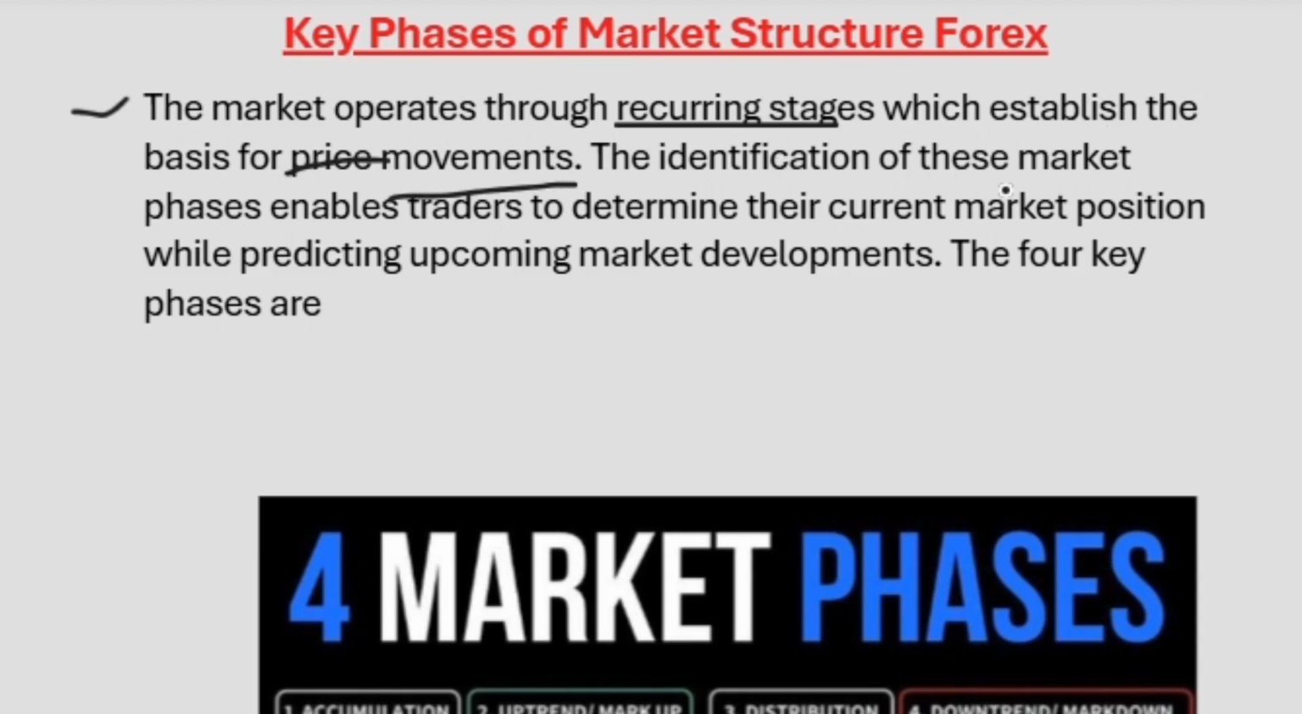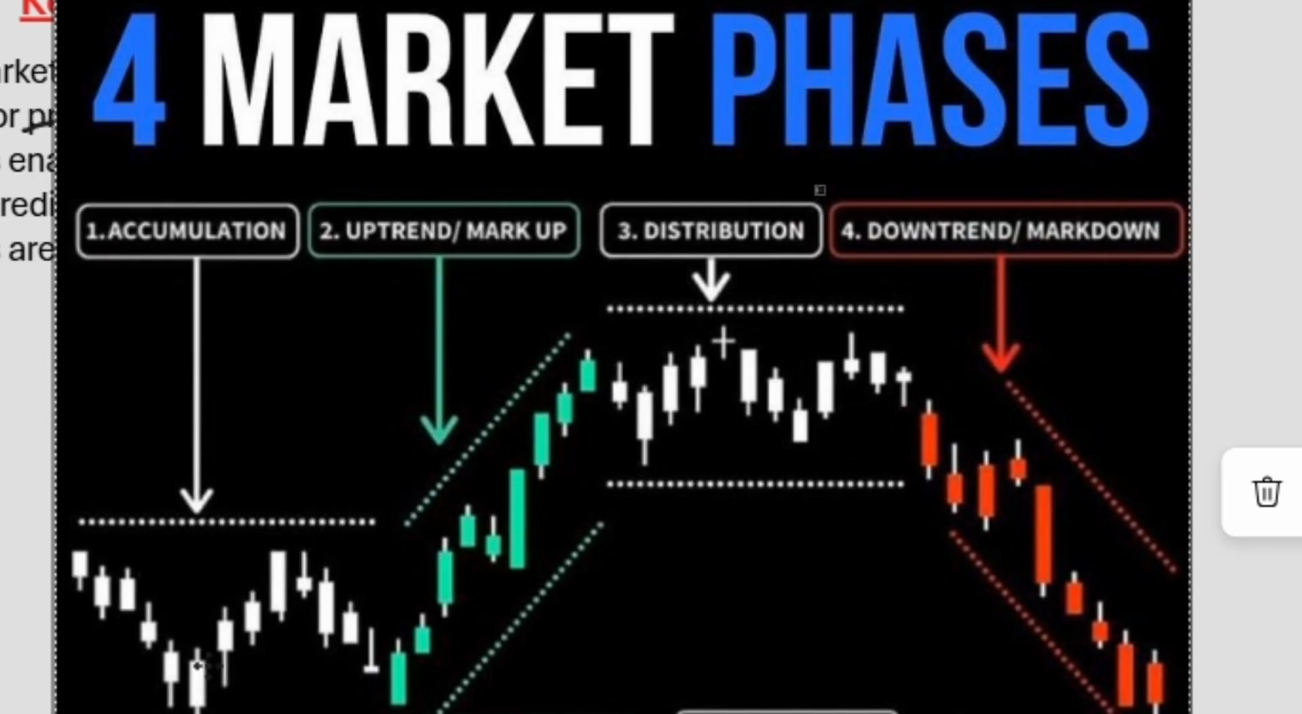The identification of these market phases enables traders to determine their current market position. For example, when it is rainy, you should carry an umbrella. When it is cold, you should wear a heavy jacket. Just like that, you should be able to determine the current market position while predicting upcoming market development. The four key phases are: number one, accumulation; then uptrend, or markup, this one going up; then distribution, just like accumulation; and after distribution, downtrend or markdown.